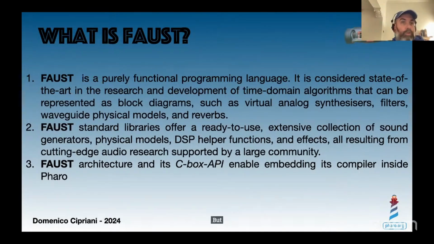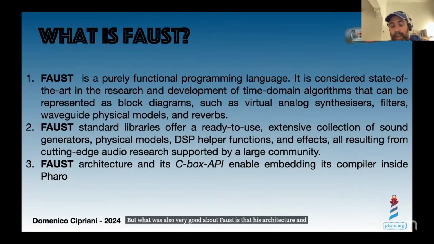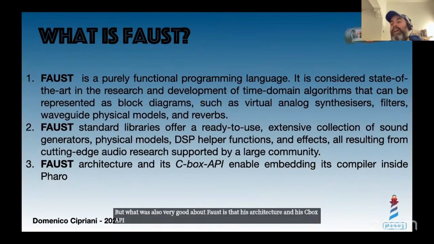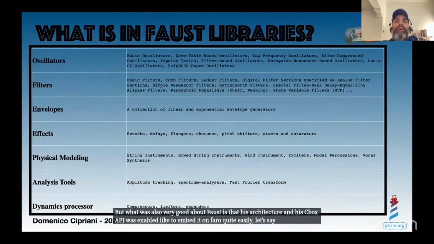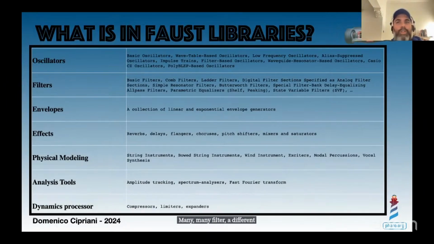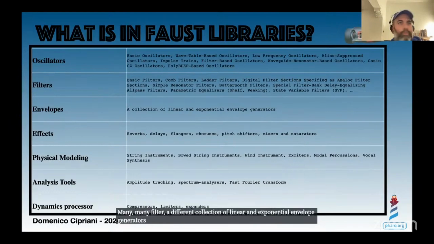But what was also very good about Faust is that its architecture and its CBox API enabled me to embed it in Pharo quite easily. Here is a brief look at what comes with Faust. A lot of things: a lot of oscillators, low frequency oscillator, impulse train, waveguide, resonator, many filters, a different collection of linear and exponential envelope generators, tons of effects, a lot of first-class reverbs, physical modeling, instruments, and low-level stuff, analysis tools, dynamic processors.